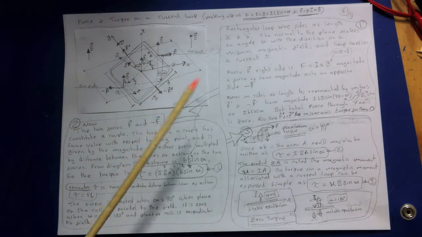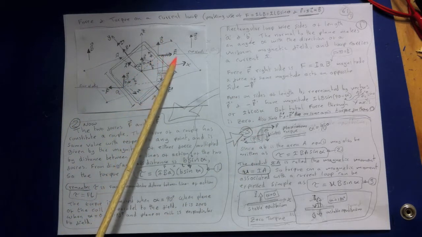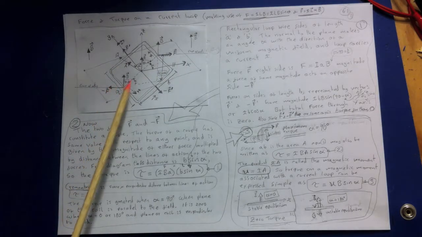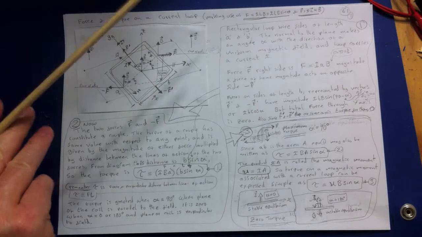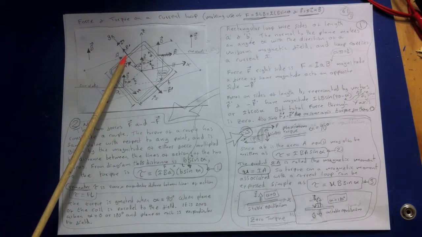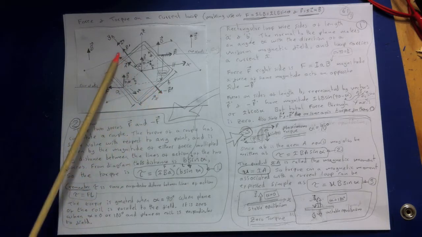This is the way it's turning, and you can see that there's a force pulling the top part of this loop that way, and there's another force pulling it that way. So you've got a torque occurring there. Now you've got a force in this direction and a force in that direction. Well, they're cancelling each other out.